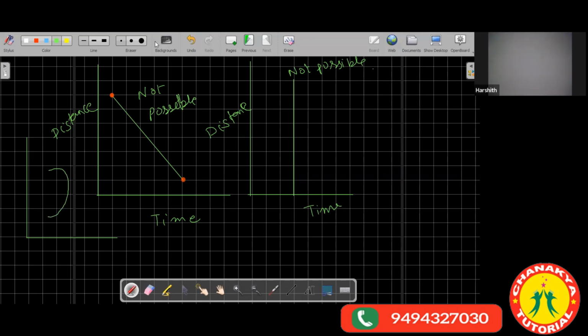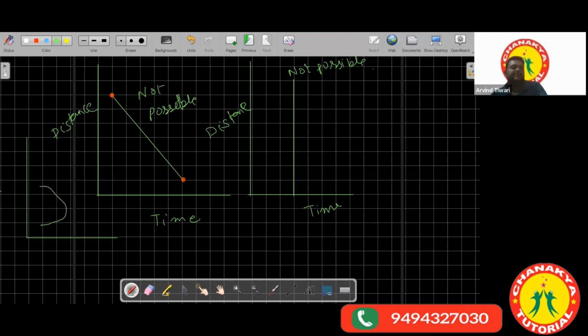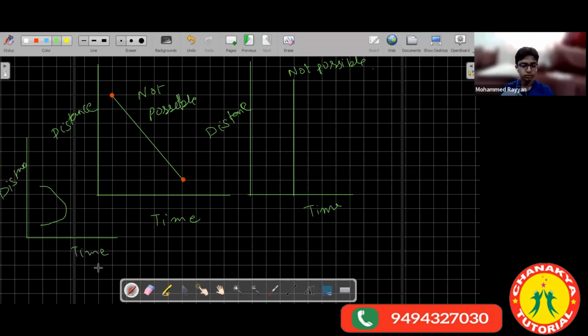Let's say, can we have a graph like this, distance and time? Is this graph possible? No. Why? Because the time is increasing and decreasing.